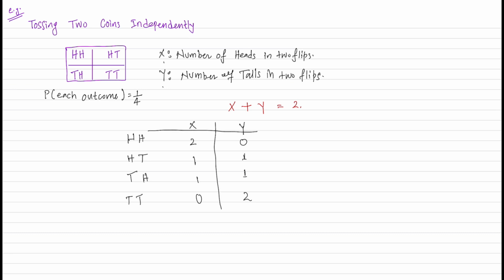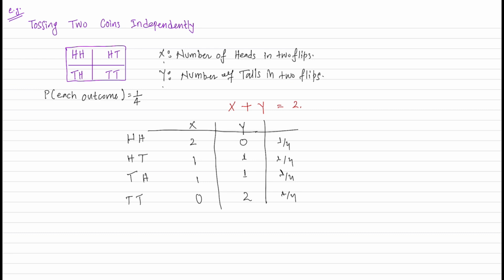So this is the PMF, and every outcome will have the probability 1 by 4. All of these events will have the same probability, 1 by 4, since we are tossing the coins independently, and each will have the probability 1 by 2 times 1 by 2. And one more point to observe here: you see that tossing these two coins is independent, but these two random variables are dependent.